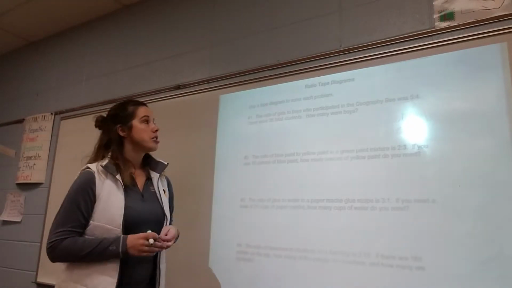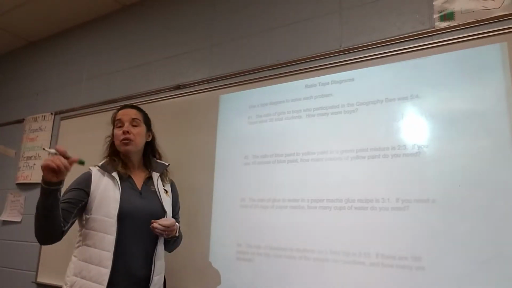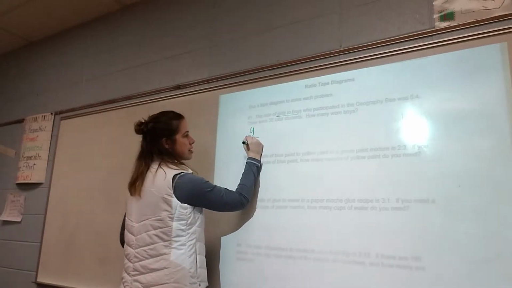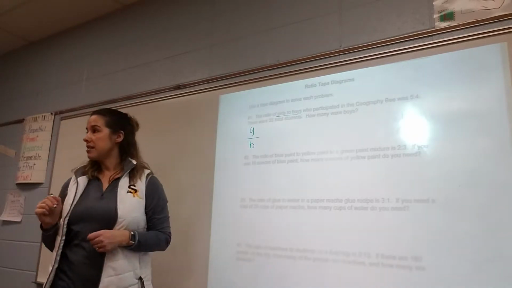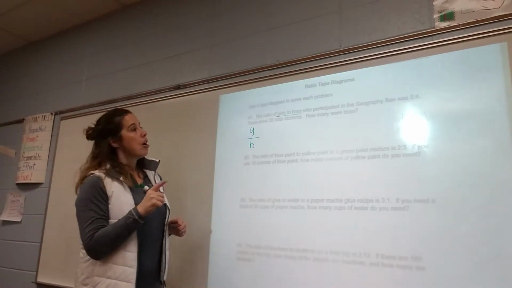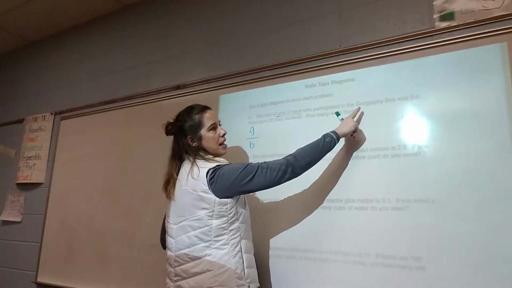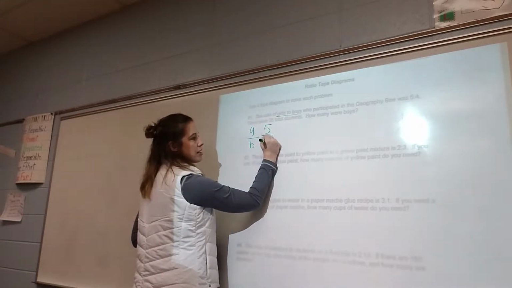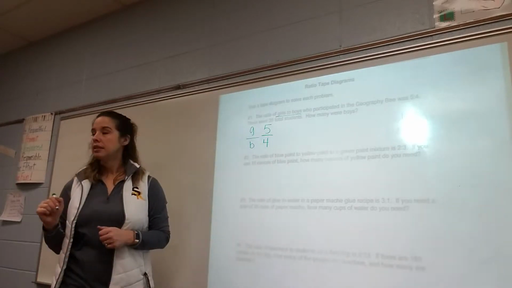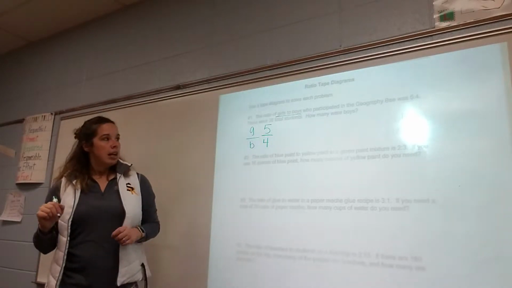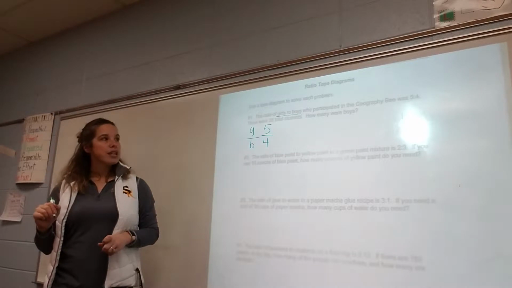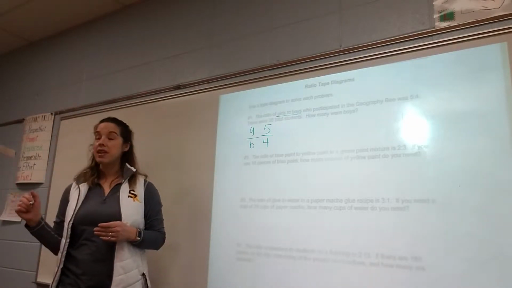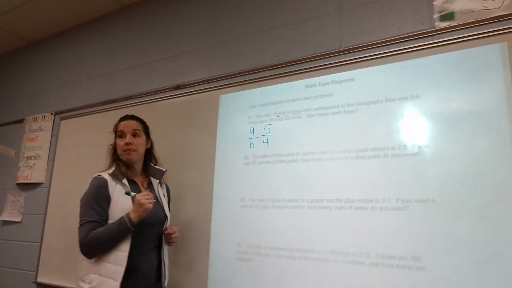So number 1 says the ratio of girls to boys. If we write it in words first, I've got girls to boys. It says the ratio of girls to boys who participated in the geography bee was 5 to 4. So for every 5 girls, there were 4 boys. Now it says there were a total of 36 students. How many were boys?